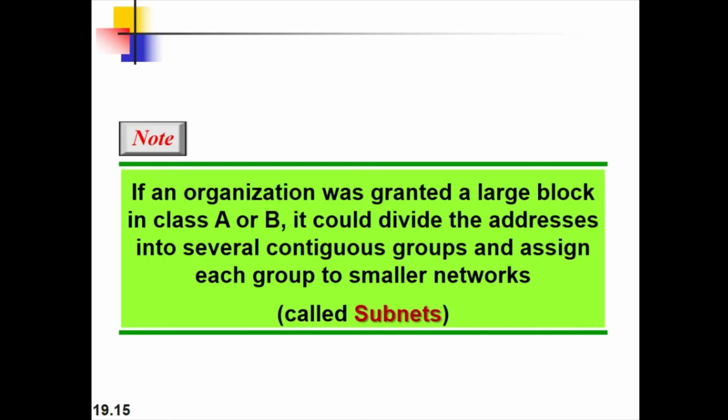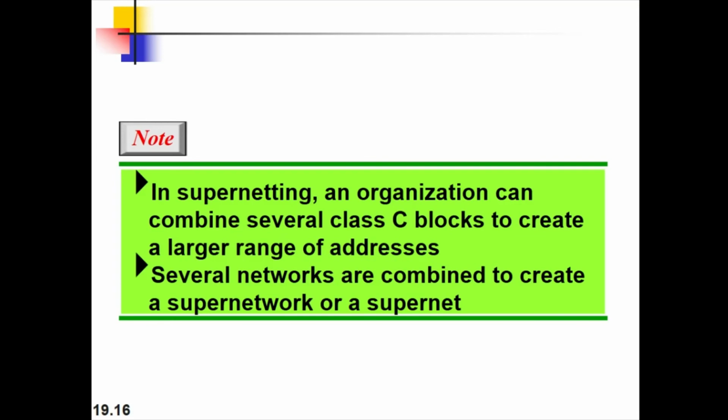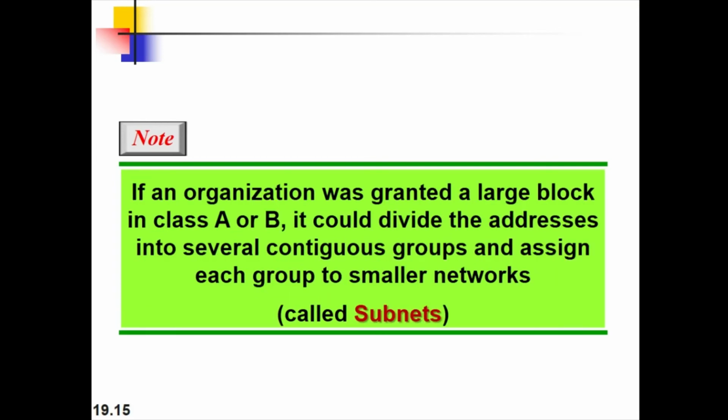So if an organization was granted a large block in class A or B, it could divide these addresses into several contiguous groups and assign each group to a smaller network. And this part we call the subnet or subnetting.